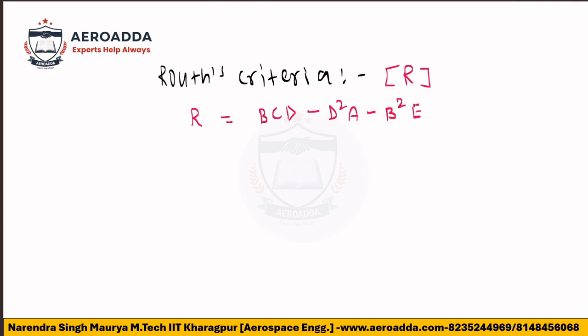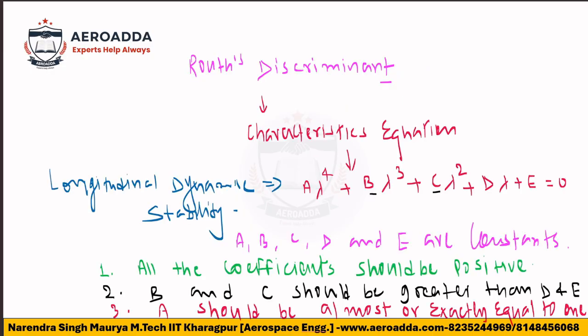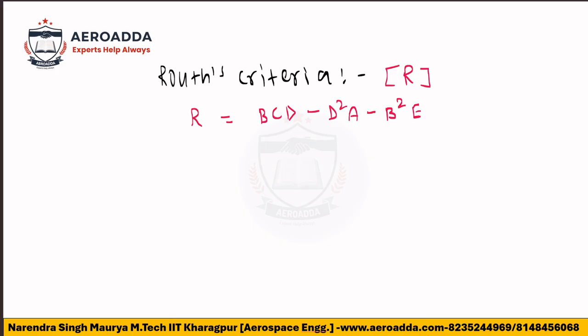Now you have to see all the analysis completely based on the Routh's constant, that is R. So first of all, this will be the characteristic equation. Now we'll talk about the Routh's constant first. So we'll write here case one.